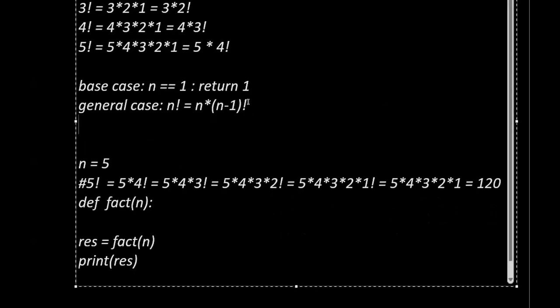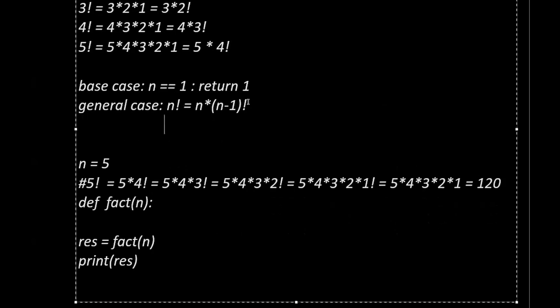In the general case, n factorial is nothing but, what do I want to return? I want to return n into fact of n minus 1. This is what I want to do. So we need to write those two cases. First the base case, and then the general case also.